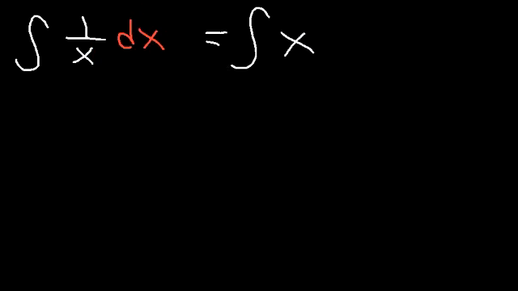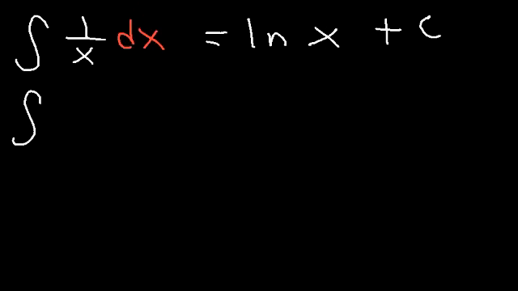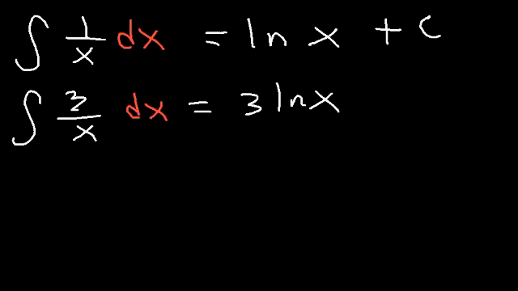Now you know the answer already. You've seen it in derivatives. The derivative of ln x is 1 divided by x. So this is the natural log of x plus c. And that's something you just have to know. So therefore, what is the antiderivative of 3 divided by x? In this case, this is simply 3 times ln x plus c.